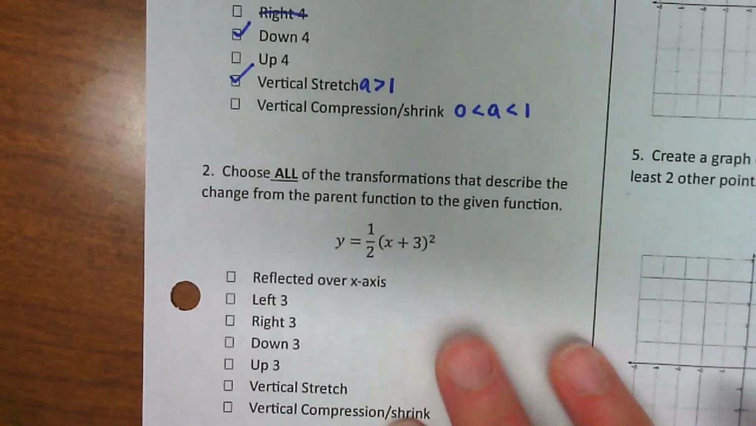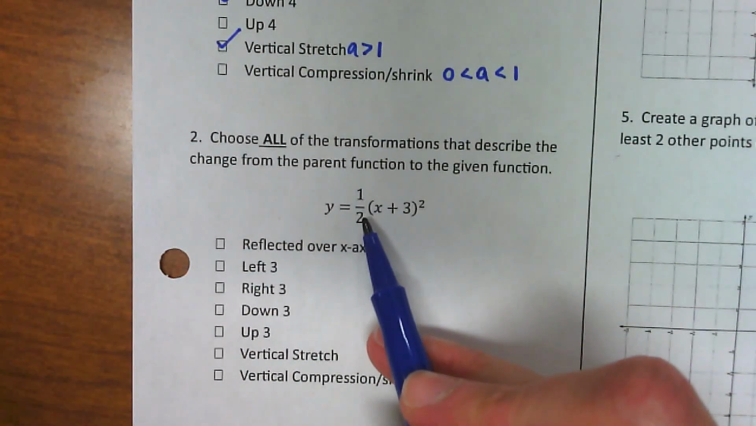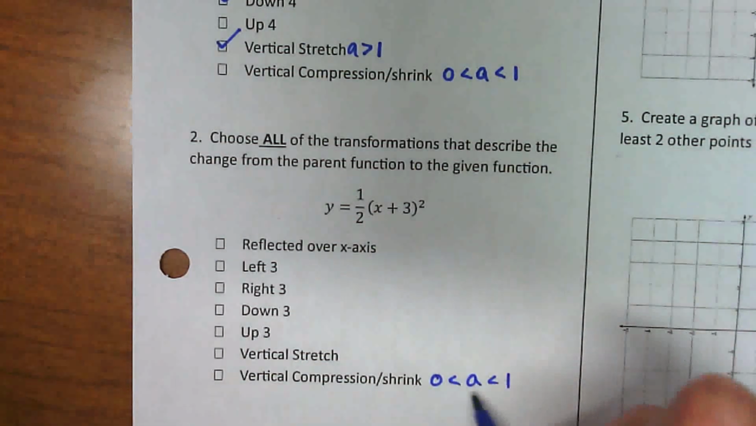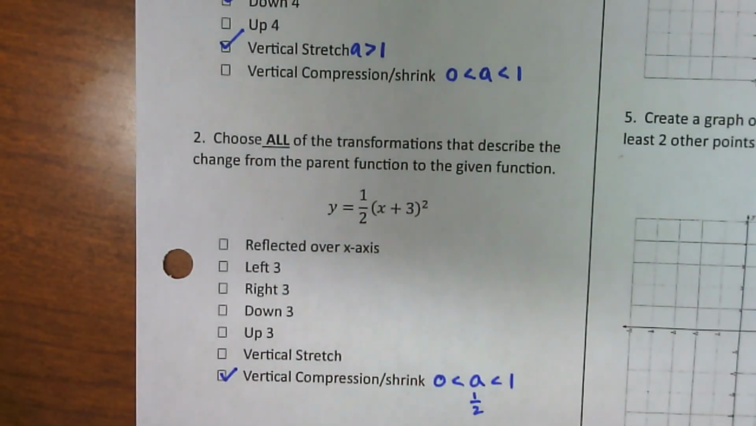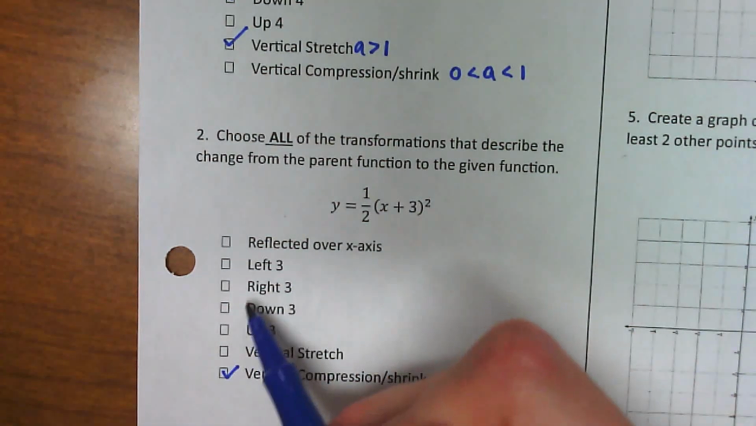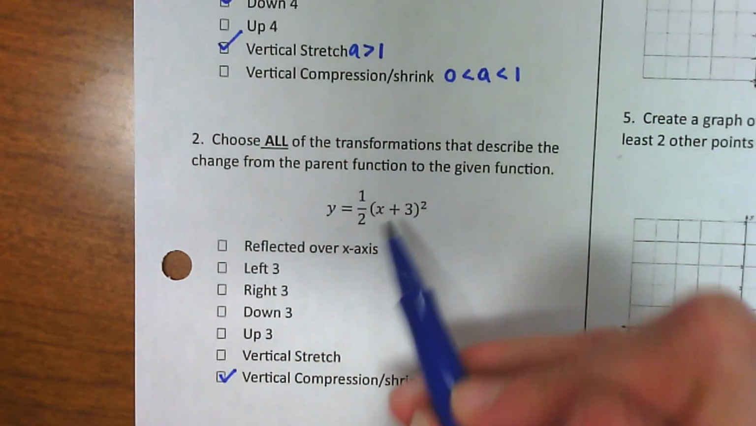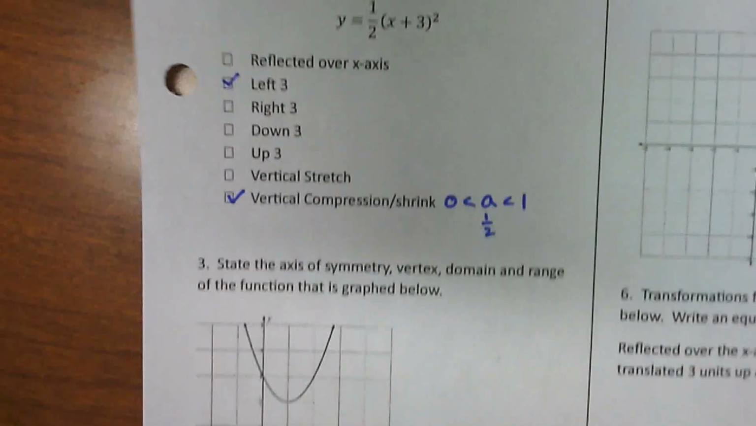For number 2, we have a number out in front. That number is 1/2. Since that number falls between 0 and 1, that is a vertical compression or shrink. The plus 3, it's on the inside, so that's telling me it's either right or left. When it's a plus sign, we go left. So those are our 2 transformations.